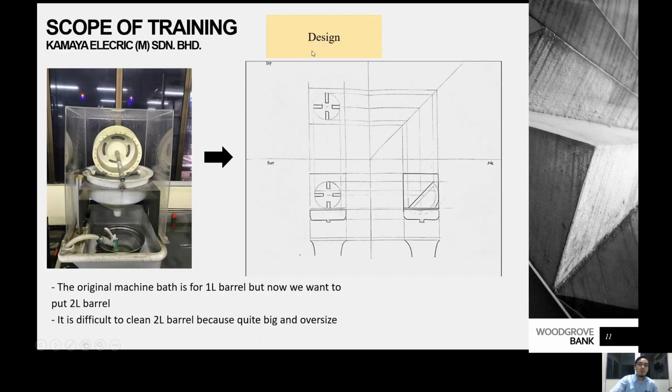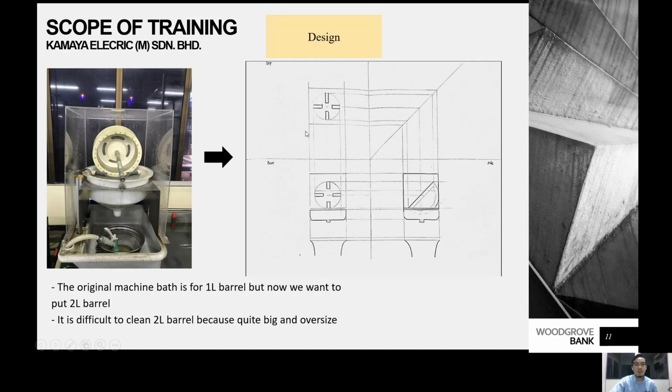Lastly, my job scope, I did design. This is the task that I have been given by my supervisor. I need to design something to modify it. So, for example, this buff machine only fits a 1 liter barrel. This is a 2 liter barrel. Because the size is bigger than the previous 1 liter barrel, the buff machine cannot fit it. And I need to think how to put it properly for the 2 liter barrel.